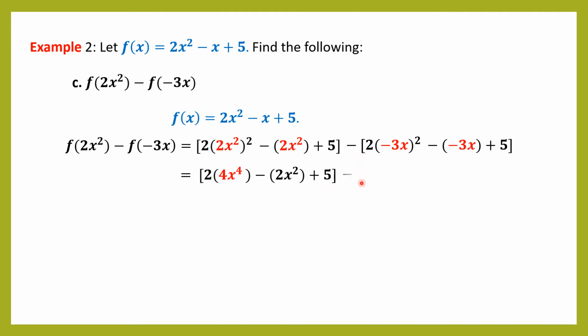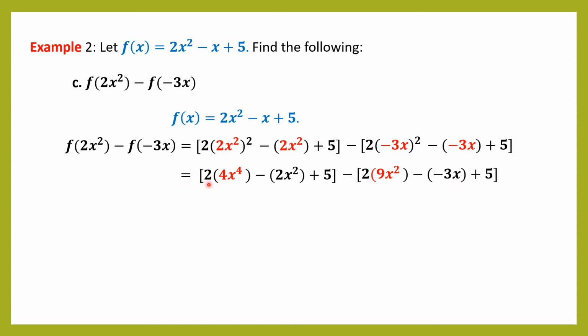Next, minus. Yung 2, copy. Then, negative 3x squared, that is 9x squared, minus negative 3x plus 5. So, kinapi lang natin siya.